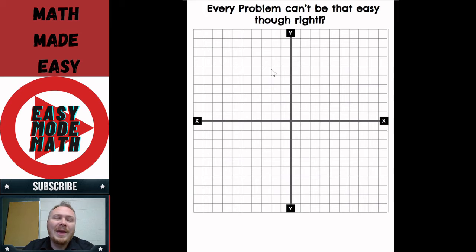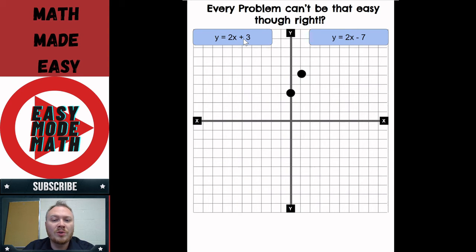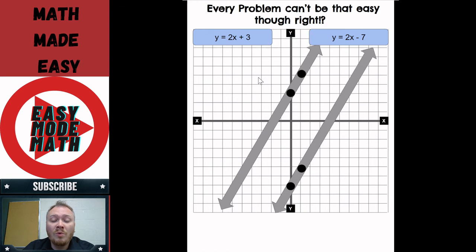Every problem can't be that easy though, right, Mr. Lanigan? Sure, there's going to be some trickiness, but we'll tell you about that as well. We have these two equations here, y equals 2x plus 3 and y equals 2x minus 7. If I go ahead and graph that first one, starting at 0, 3, going up 2 over 1, and then drawing my line through it. On the next one, starting at 0, -7, again going up 2 and over 1.